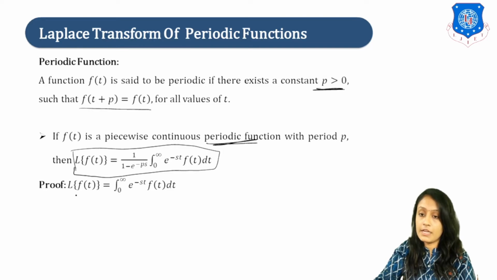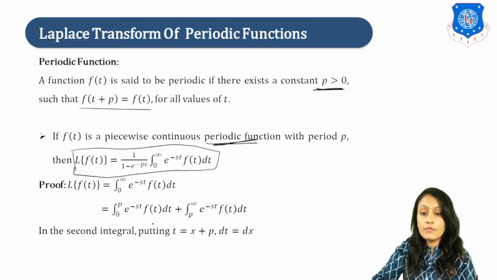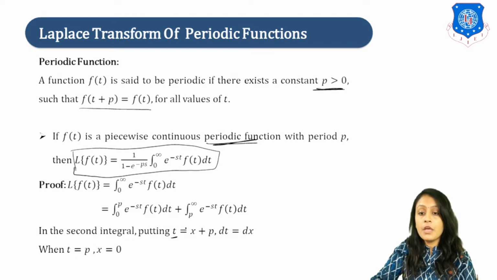Firstly, we know this formula, that is Laplace transform of f of t is what? Integration 0 to infinite e raised to minus st f of t dt. Okay, now we will just split this integration in two portions, that is from 0 to p and p to infinite, right? Now what we will do in this second integration, in place of t we will write x plus p. Okay, so dt will be what? dx, right?